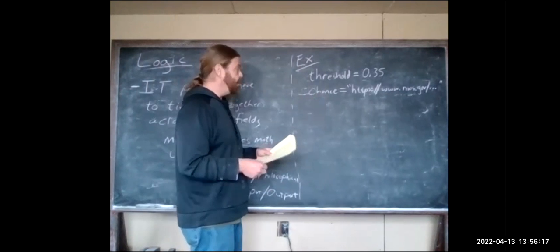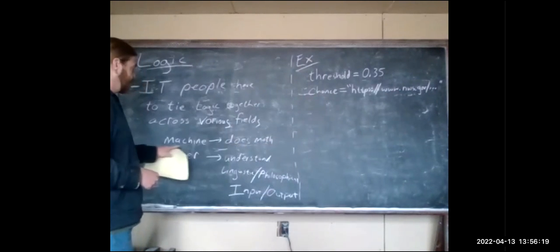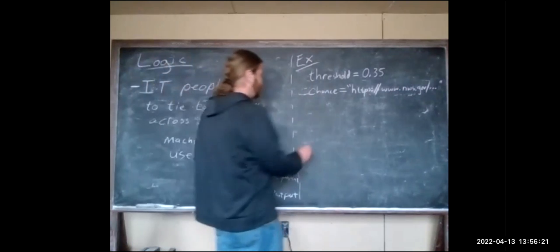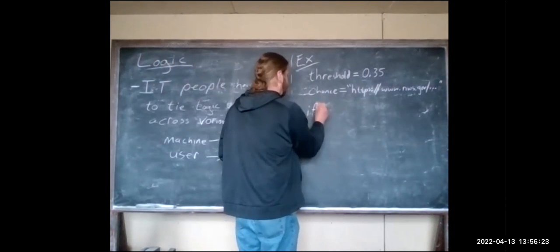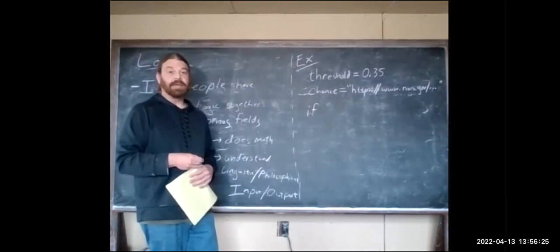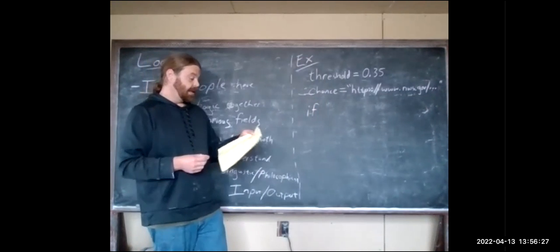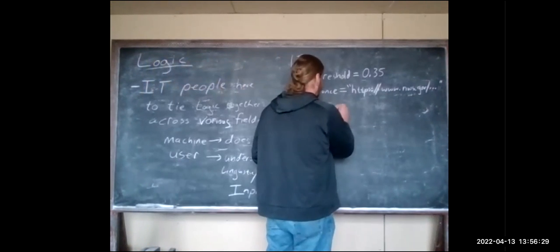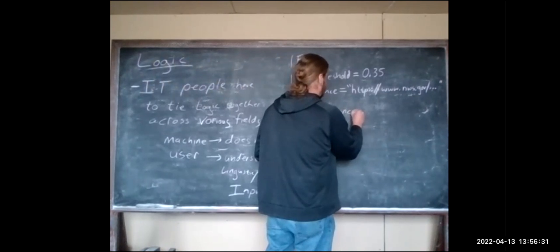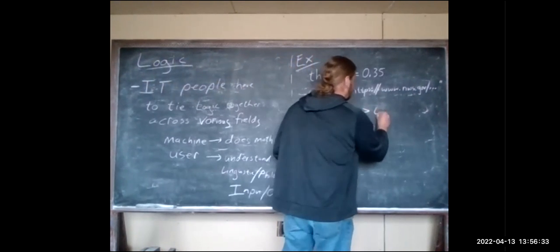And then we do that translation. The machine does the math. Like we saw the other day, we can make choices. We can ask those yes or no questions. Like, is the chance bigger than the threshold?